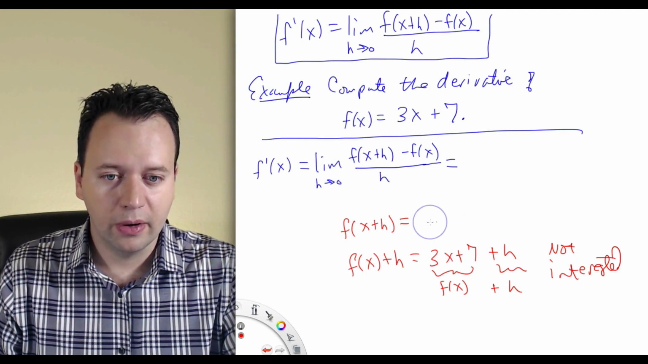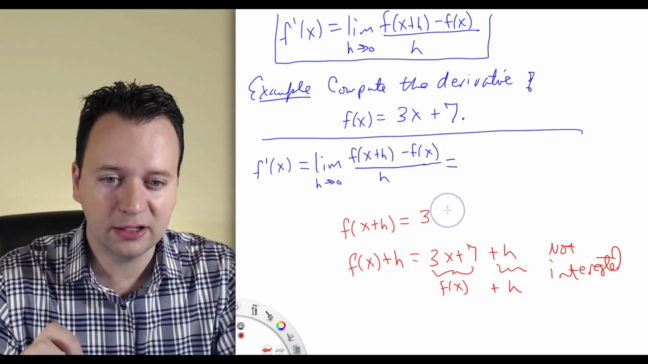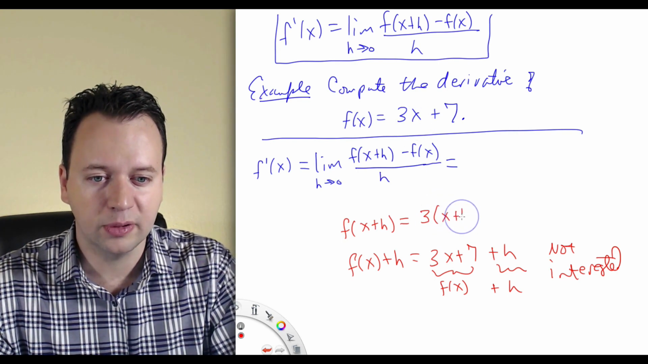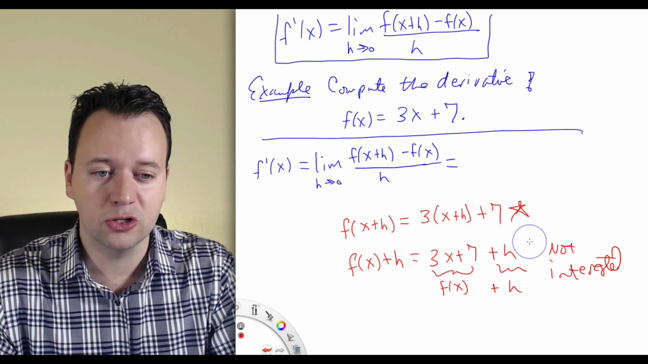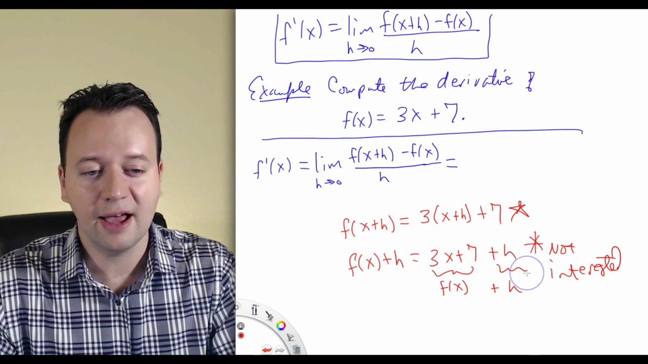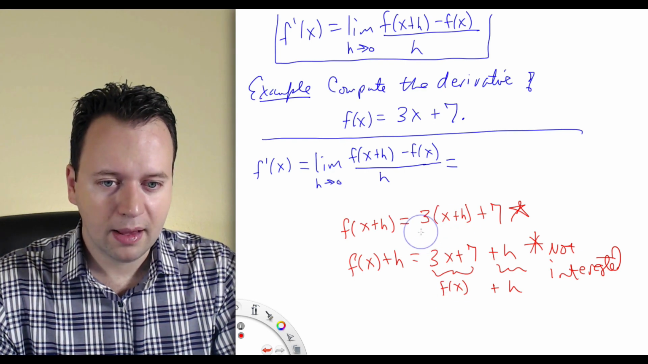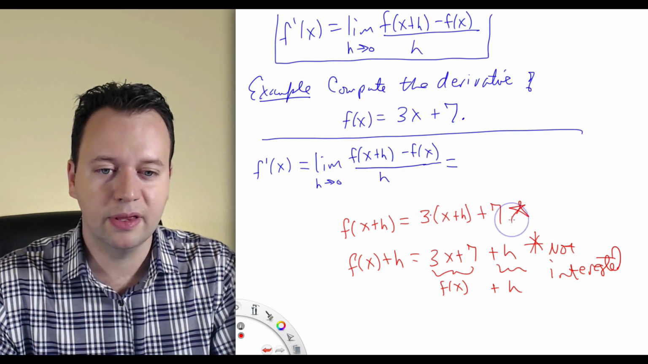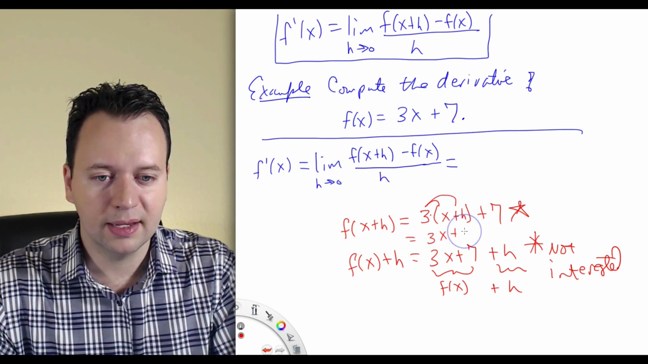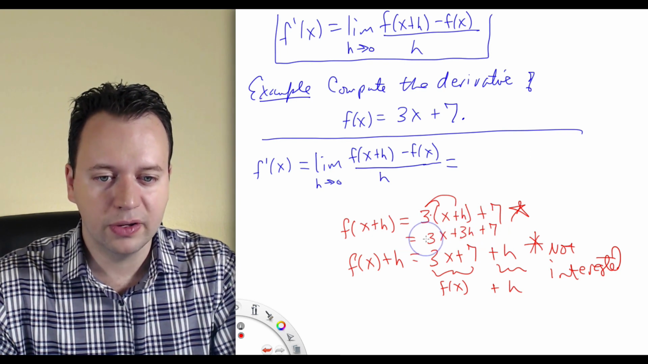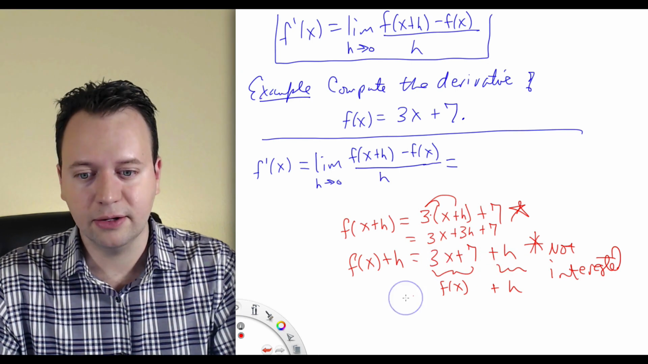So we have 3, we see an x, wherever we see an x, we replace that x with an x plus h. So 3 times x plus h, and then plus 7. So this is the one we want for f of x plus h, not this guy down here. I'll do an asterisk since x looks like x. So it's 3 times x plus h and then plus 7. And then, of course, we distribute the 3. So it would be 3x plus 3h plus 7. You can see how f of x plus h differs from f of x plus h.